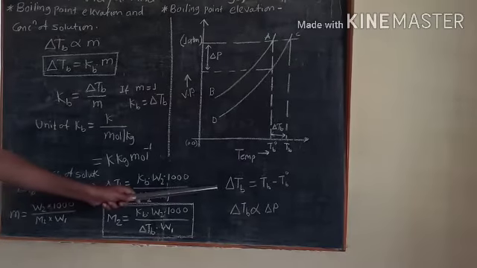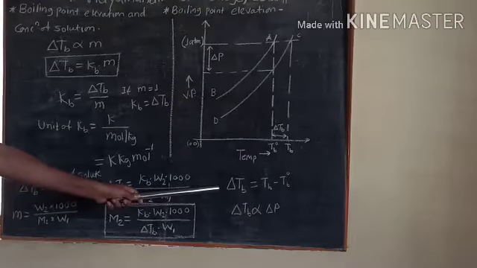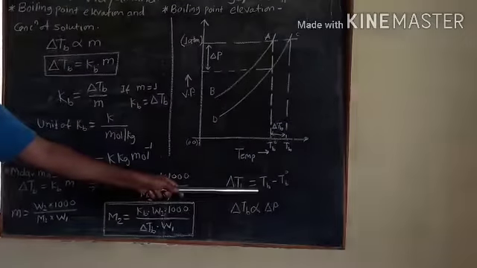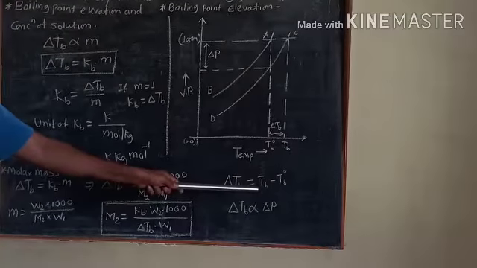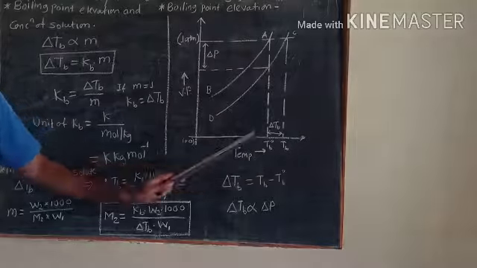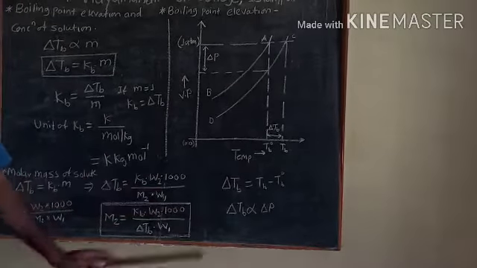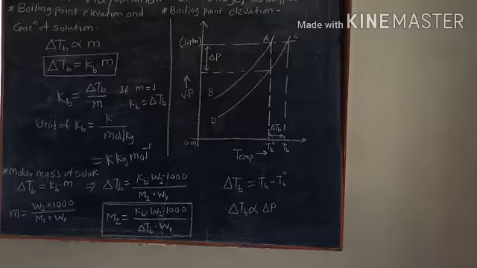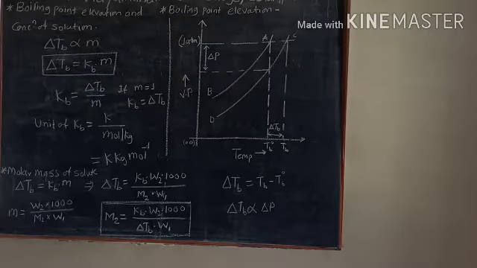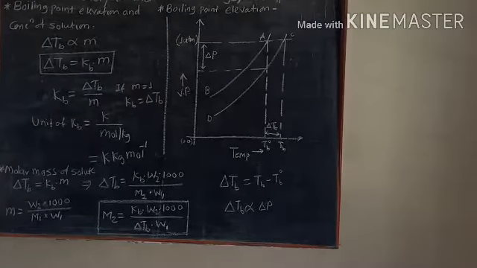Here delta TB, the elevation of boiling point, is equal to the difference between the boiling point of the solution and the boiling point of the pure solvent. And delta TB is directly proportional to delta P, the lowering of vapor pressure. It is a graphical representation.